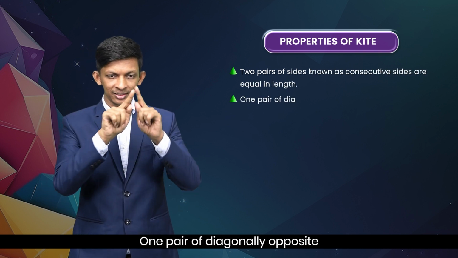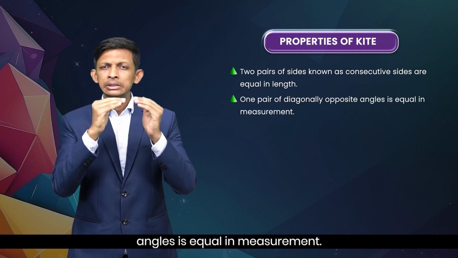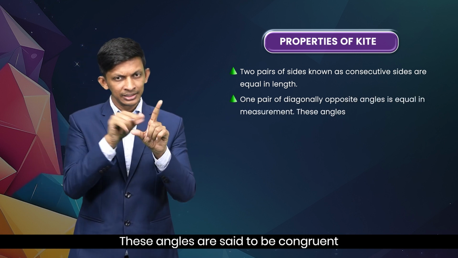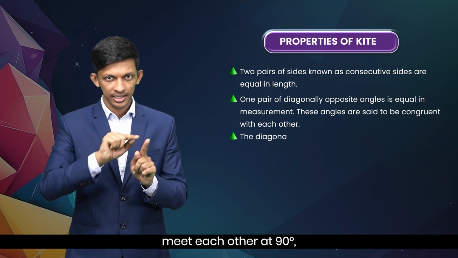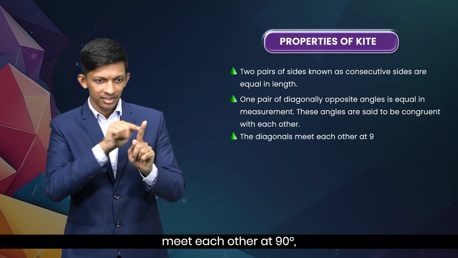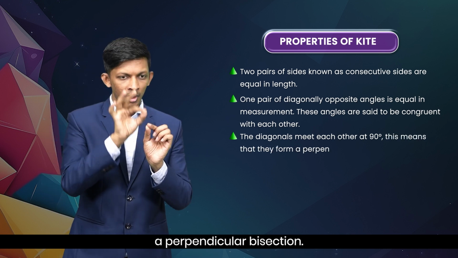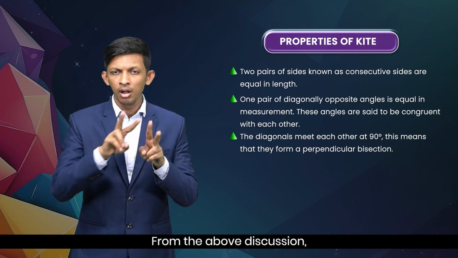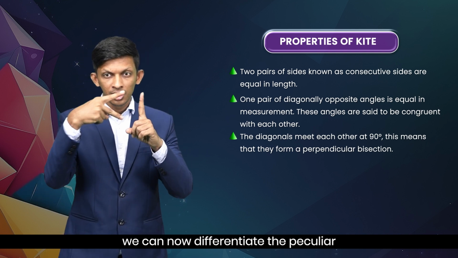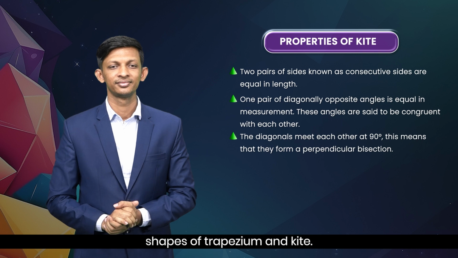One pair of diagonally opposite angles is equal in measurement. These angles are said to be congruent with each other. The diagonals meet each other at 90 degrees. This means that they form a perpendicular bisection. From the above discussion, we can now differentiate the peculiar shapes of trapezium and kite.